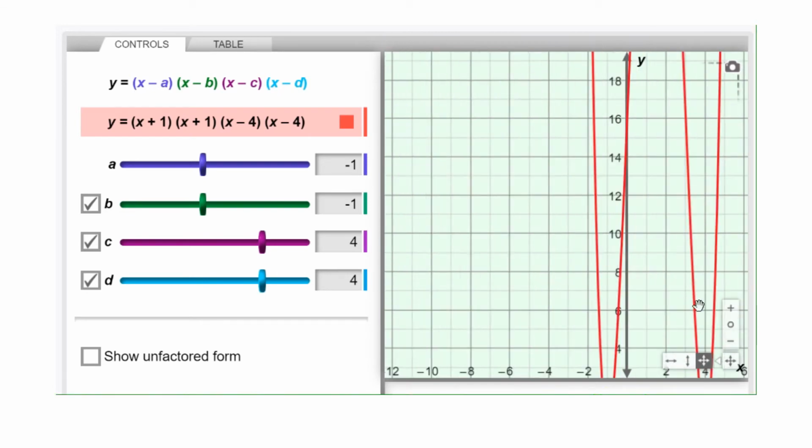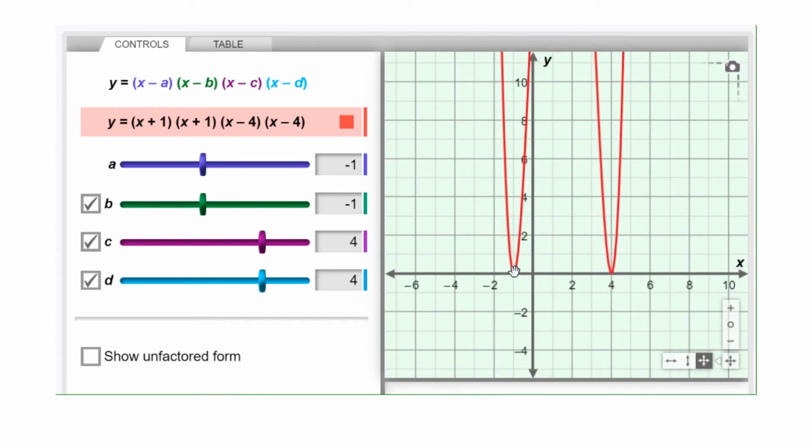But as you can see, we have parabolic, we have a bounce here. That's another word for this here. When your intercept comes down and goes back up, we have a bounce. So we have a bounce root at -1 and we have a bounce root at 4.